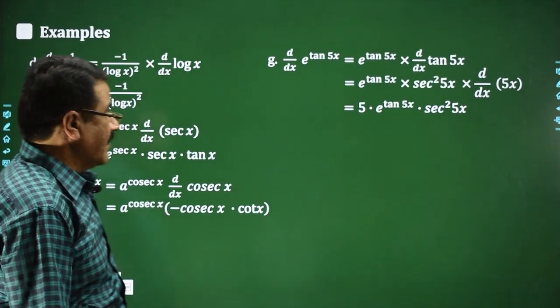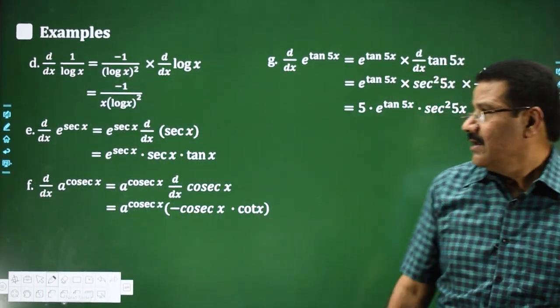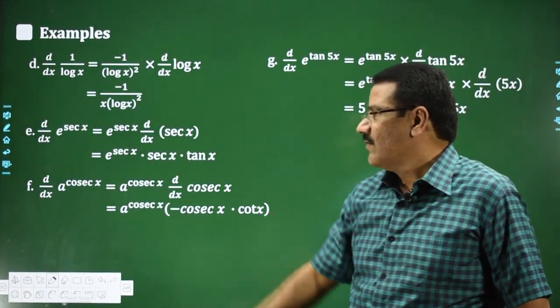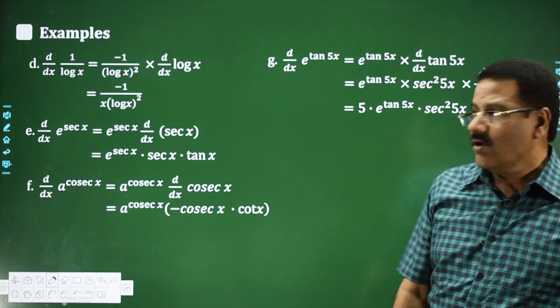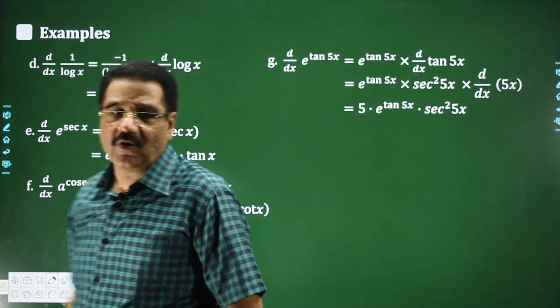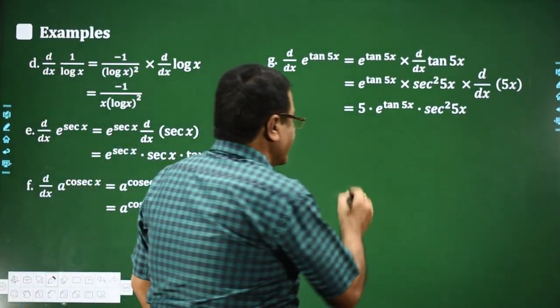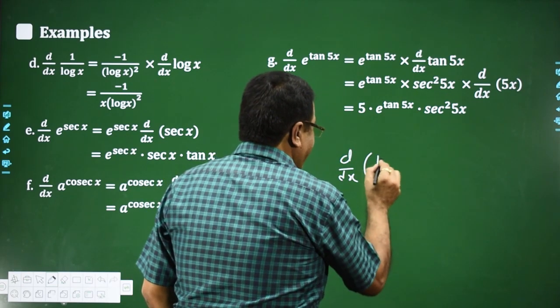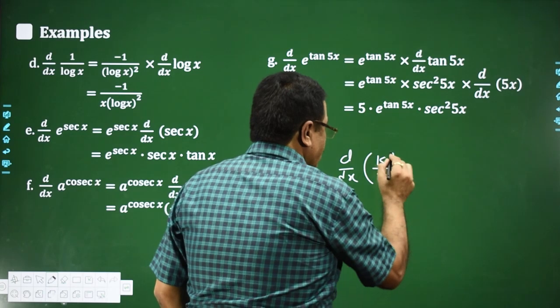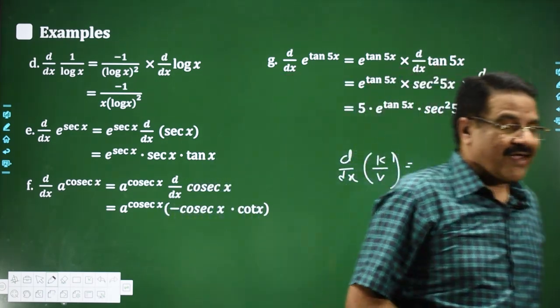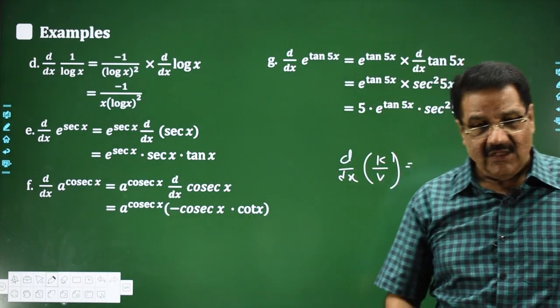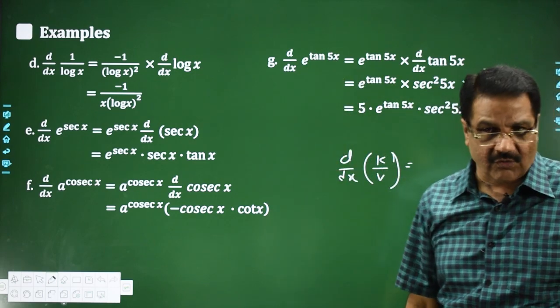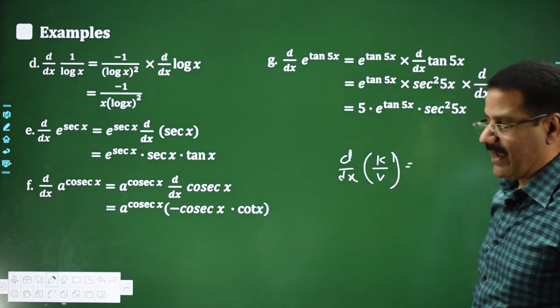Now, let us see one further example, that is the derivative d by dx of 1 upon log x. For d by dx of 1 upon log x we can use one shortcut formula of the quotient rule, that is d by dx of k upon v. So, k is a constant term. Whenever the numerator term is constant, there is no need to apply the entire quotient rule. We can use this shortcut formula.